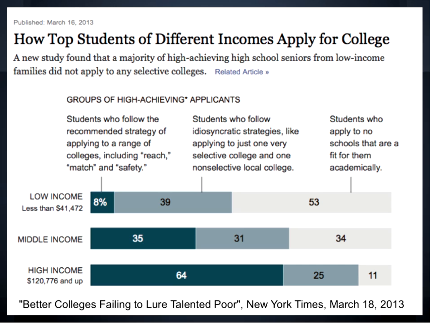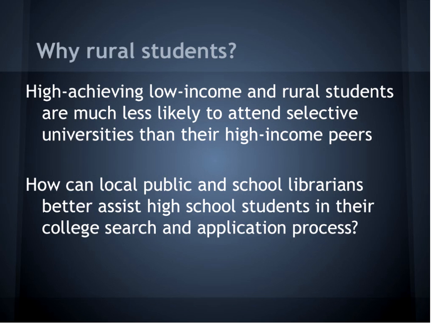Based on the same study, less than 10% of low-income students are doing effective college searches, compared to 64% of high-income students. In this study, an effective college search is defined as one that involves applying to a variety of schools, such as a safety, a match, and a reach option. More than 50% of low-income students apply to schools that are not an academic fit for them, making it less likely that they will be admitted, and more likely that if they are, they will experience a lot of academic and social difficulty keeping them once they're at school.